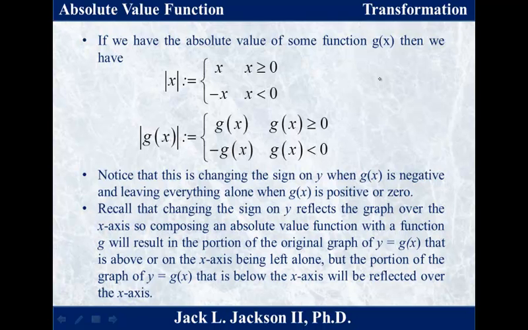So the absolute value of some function g of x, if we apply that on the outside, so we're basically composing absolute value with another function, then notice what we have here. If we look at y equals absolute value of g of x, for the places where g of x, that is the y value on the original function g of x, are positive or 0, nothing happens to those points. Those points stay the same. But when g of x is a negative number, we do the opposite of that.